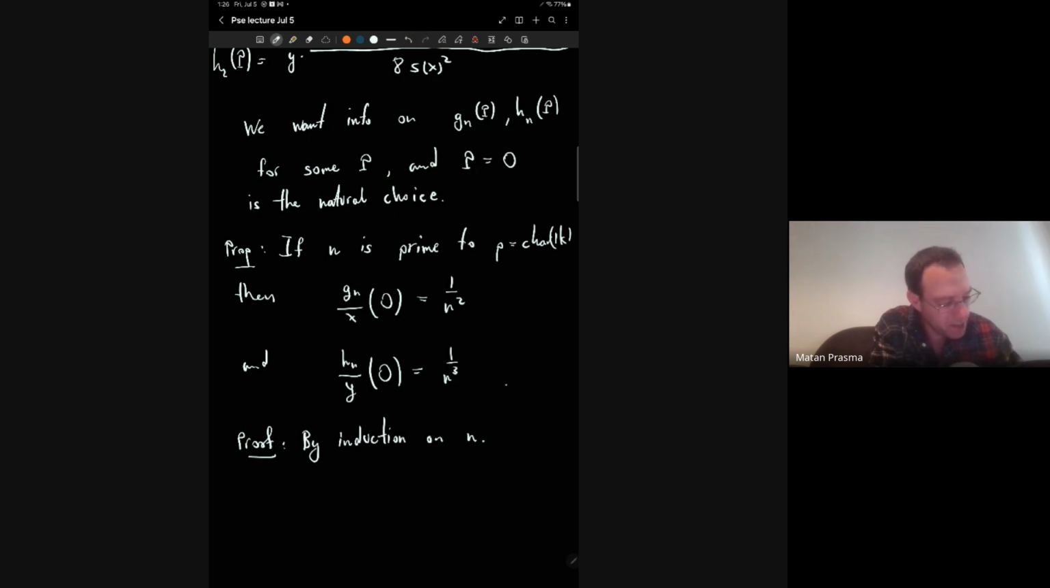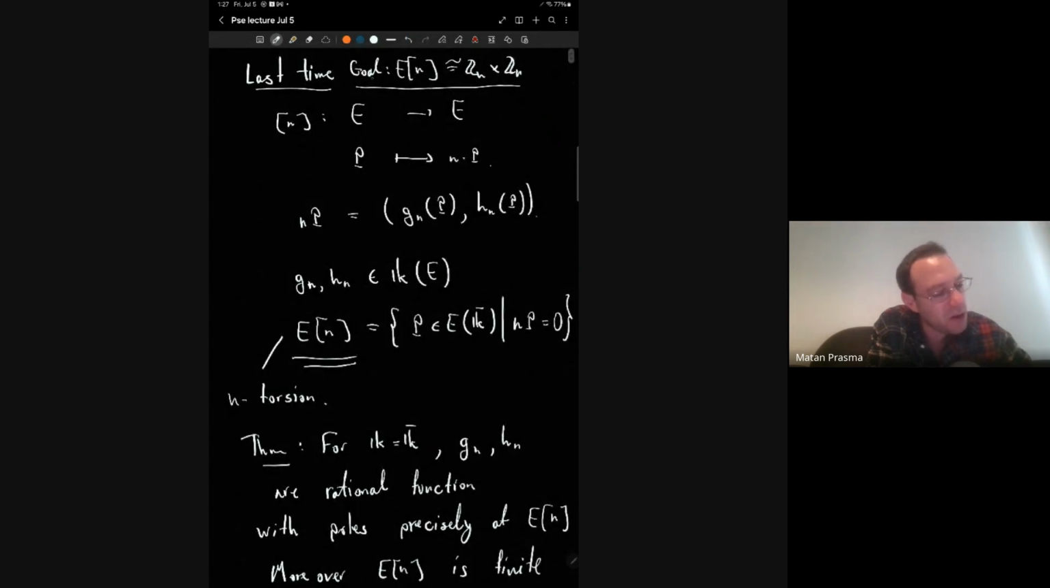And sorry, before I proceed with the proof, note this condition. We really need that n is not divisible by p, because otherwise these functions behave very differently. And we will see also this isomorphism is only true for n that is prime to p. Otherwise, it's not true, and the torsion points behave badly.